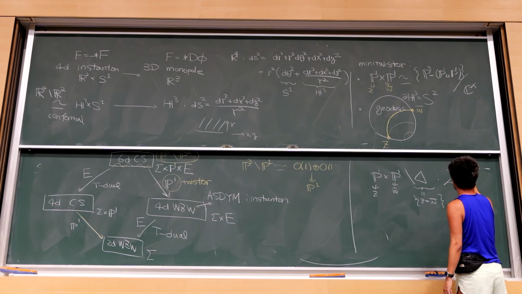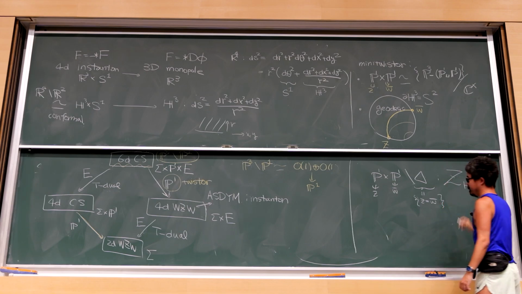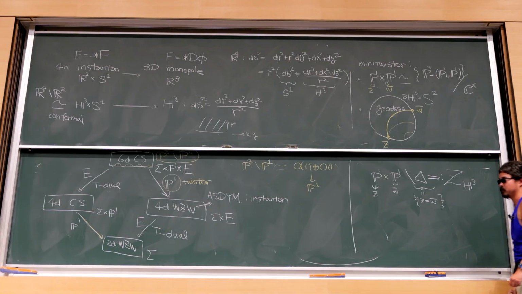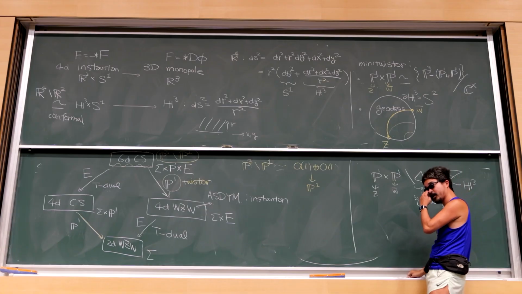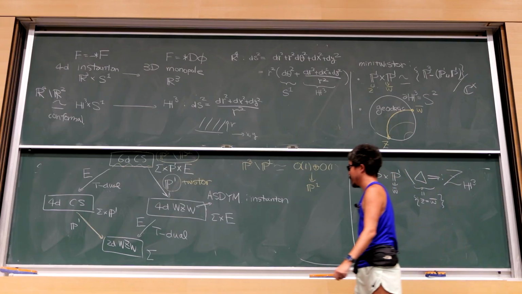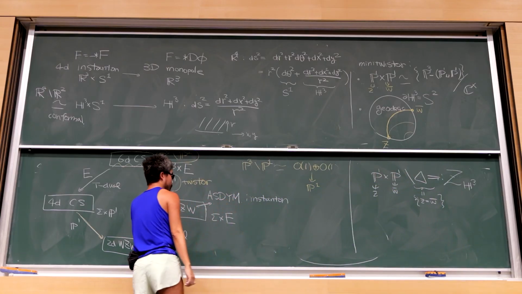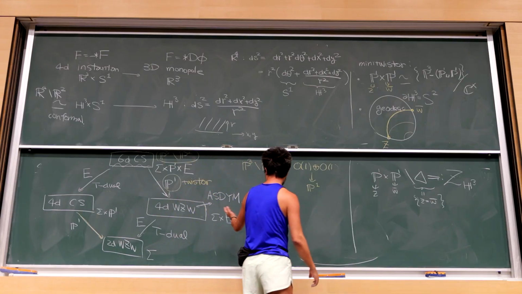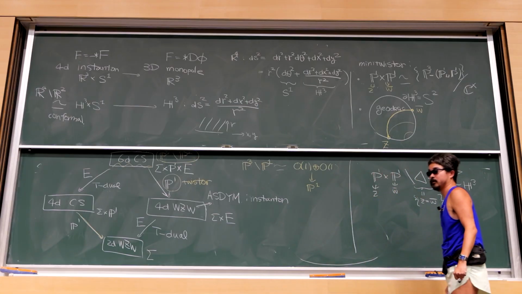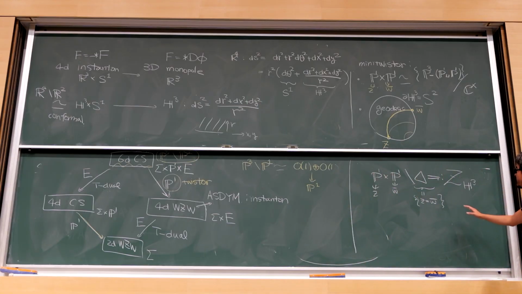I might call it Z of H3. So this is the mini twistor space for this H3. The time is up, so let me finish. What's important is that I started explaining how this twistor space arises, how the hyperbolic monopole arises from the dimensional reduction of the anti-self-dual Yang-Mills equation, and then the mini twistor space is essentially P1 times P1. You have to take out the diagonal, etc., but it is just P1 times P1.